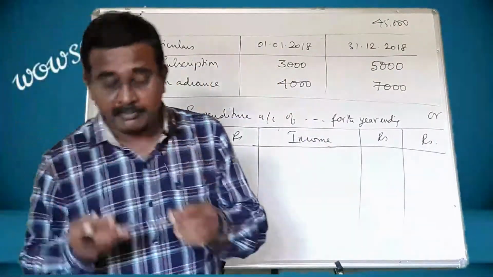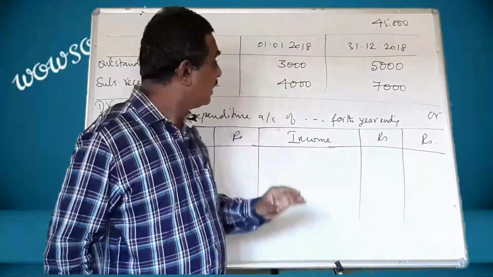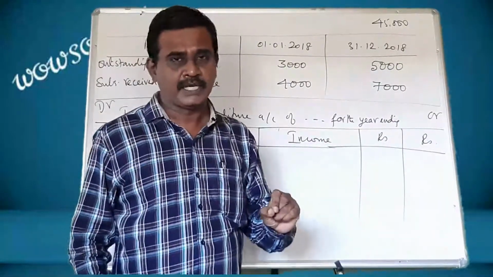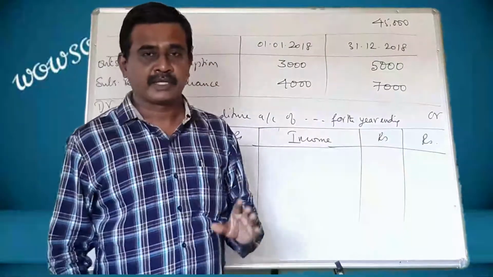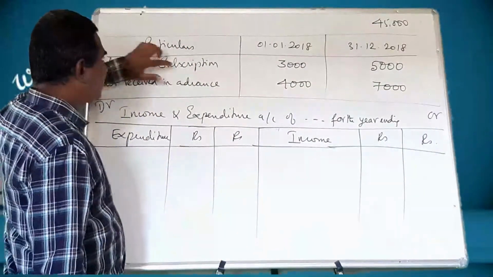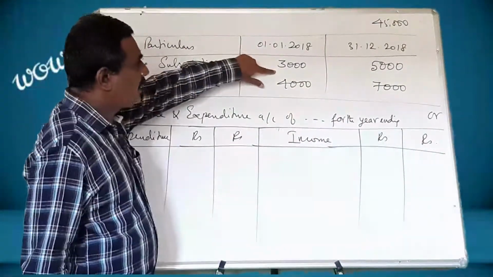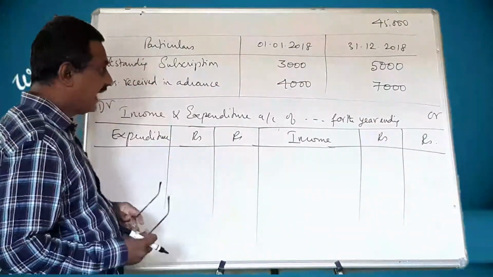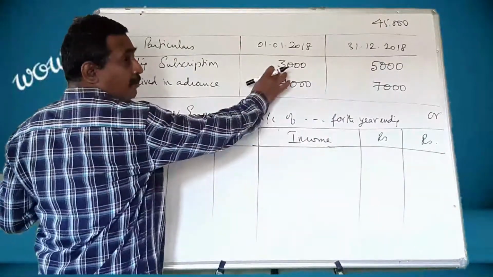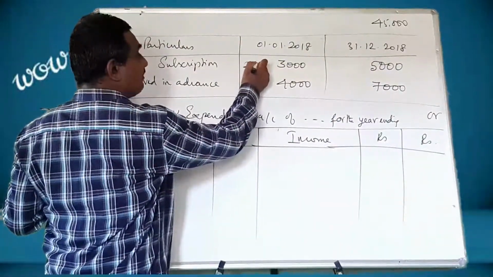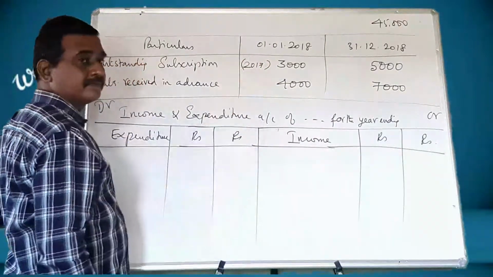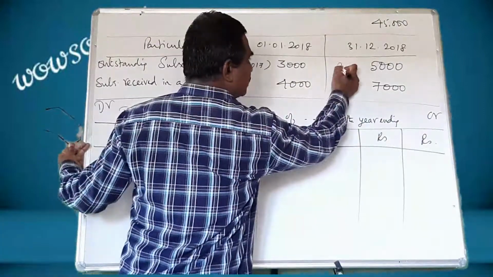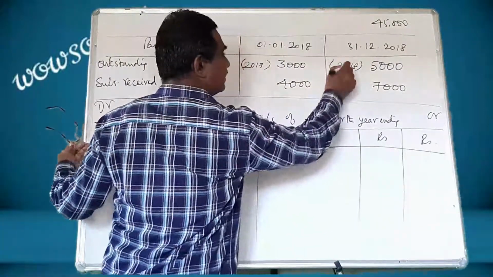My dear students, this is a very important sum. This seems to be simple, but it is not simple. You have to think twice before making a conclusion. Outstanding subscription is given as the opening balance. It means this outstanding amount is meant for 2017, and this is meant for 2018. You have to remember this.